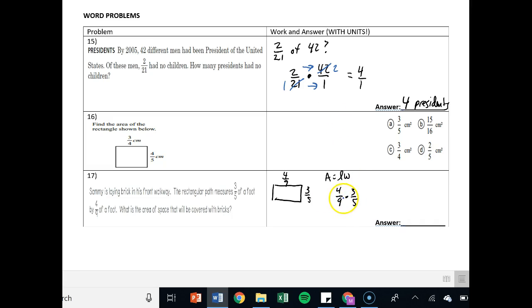I can cross cancel the 9 and the 3. 3 becomes 1, 9 becomes 3 because I divide them both by 3. And I multiply across, and the area is 4/15 feet. And then squared, because we're trying to figure out how many 1 by 1 squares can fit in that rectangle.